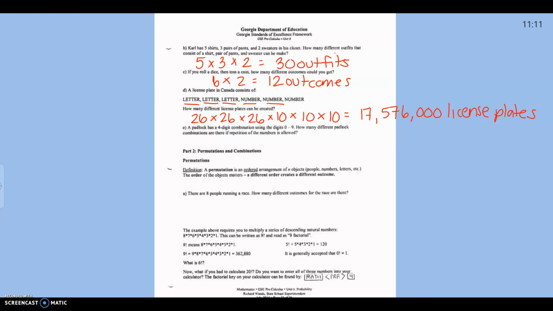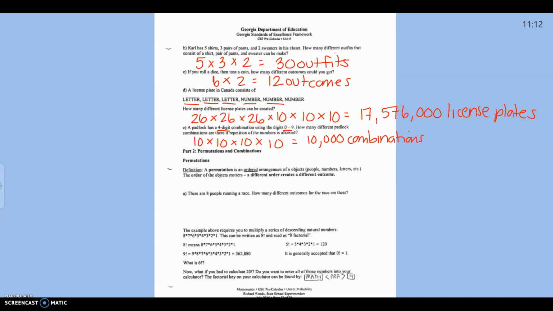So padlock, 4-digit combination using digits 0 through 9. How many different padlock combinations are there? Y'all, digits 0 through 9. That's 10 numbers. Count on your fingers. 0, 1, 2, 3, 4, 5, 6, 7, 8, 9. It's 10 numbers, and it's a 4-digit combination. So it's going to be 10 times 10 times 10 times 10. Okay? And so when you're done with that, that's going to be 10,000 combinations.